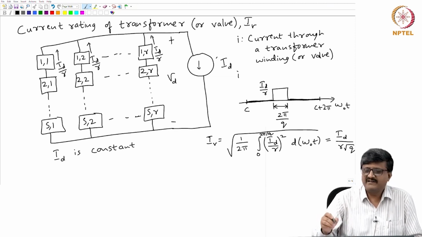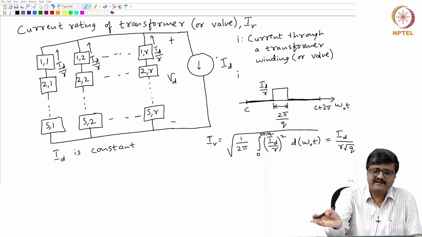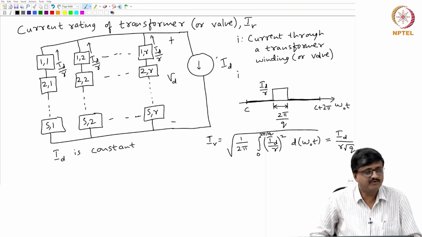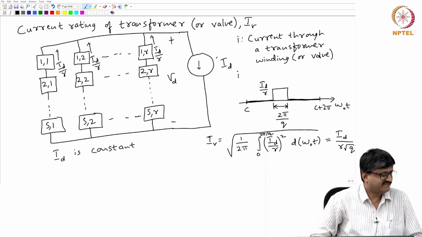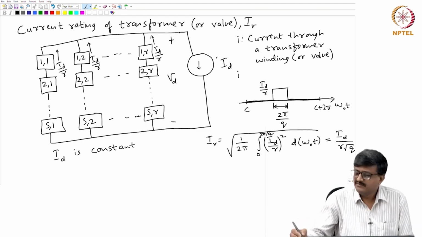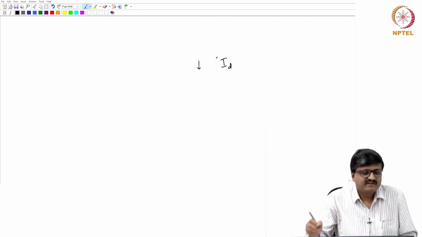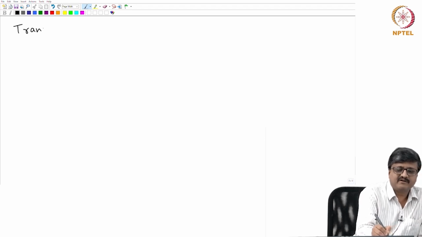I just wrote valve in brackets to mean that the valve current rating and the transformer current rating are the same. But what we are interested in now is the rating of the transformer. When I just say rating, what I mean is the volt ampere rating of the transformer. Using this current rating, we will come to what is known as the volt ampere rating of the transformer. It is simply called the transformer rating.